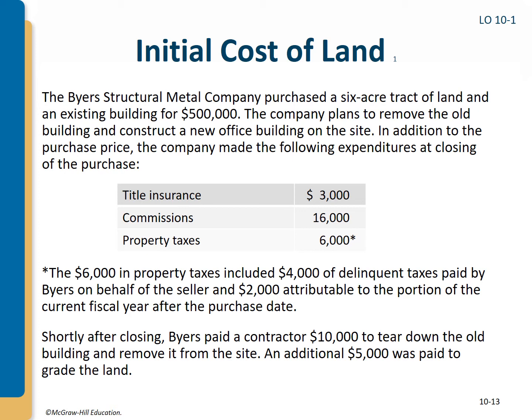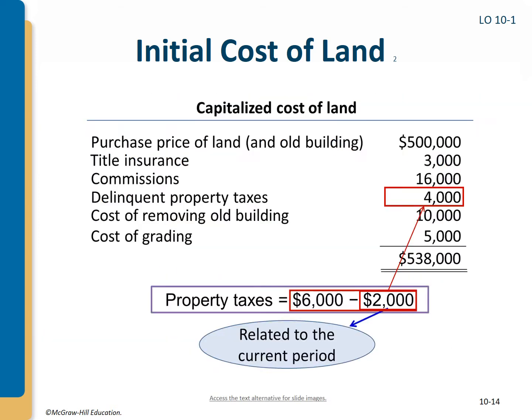Now, what we mean by shortly after closing is, we call it a closing when you buy the land. So the day you go and sign all the paperwork, they call that event the closing. So the purchase price of the land, including the old building, is debited to the land. Title insurance, commissions, only $4,000 of the property taxes, because only $4,000 are considered delinquent. The cost of removing the old building and the cost of grading.